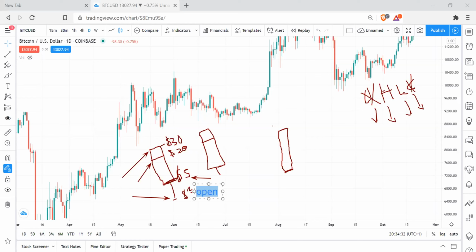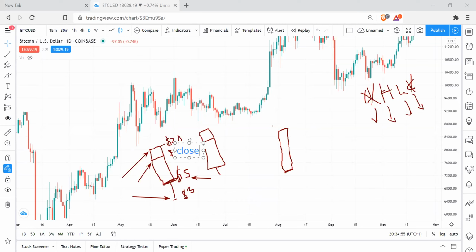What is the lowest point it got to? The low, $3. What's the highest point it got to? The highest point it got to was $30. That is the high over here. And then where it eventually closed at was $20.